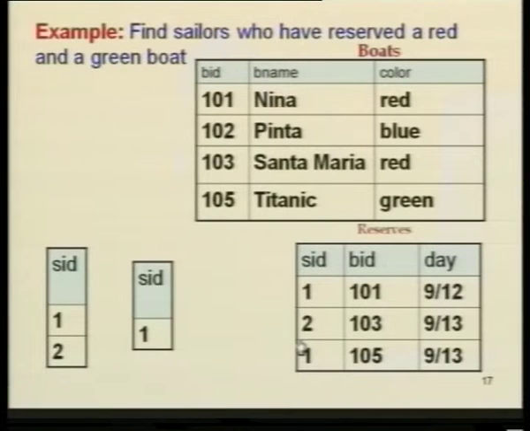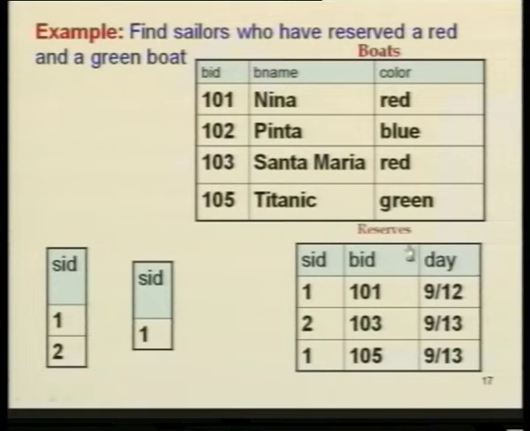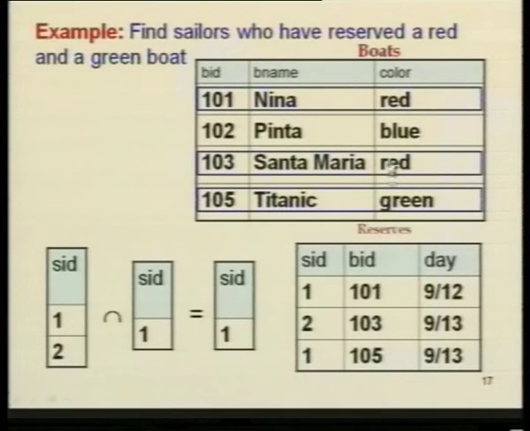Now, in the sailor IDs, we know that boat 101 is red, 103 is red, 105 is green. So, we want a result where a sailor has booked 101 or 103 and has also booked 105. Look at this sailor: he has booked 101, so he has booked a red boat, and he has booked 105, so he has booked a green boat. So, the answer that we need is 1. The only sailor who has reserved both a red and a green boat is 1. Okay, so that is the answer, the intersection answer.